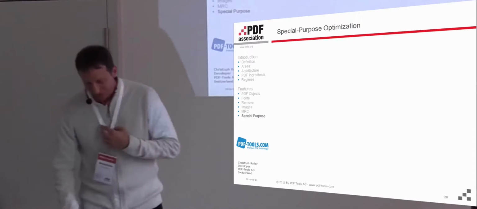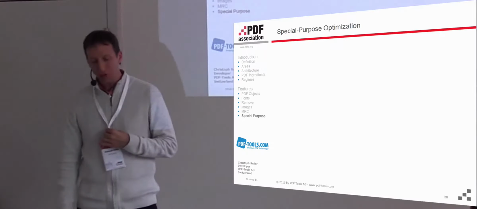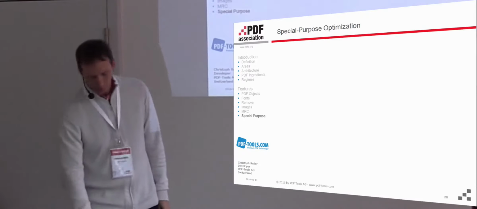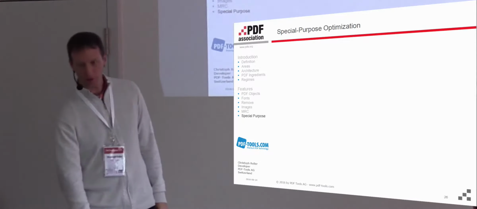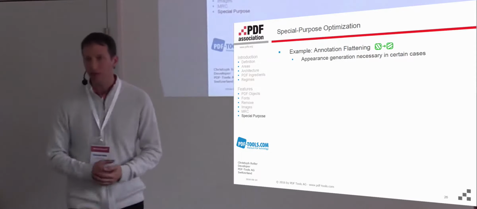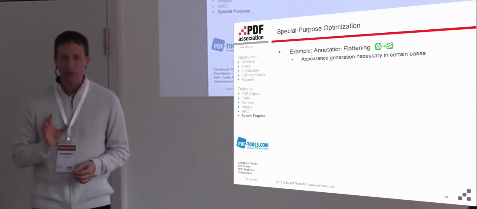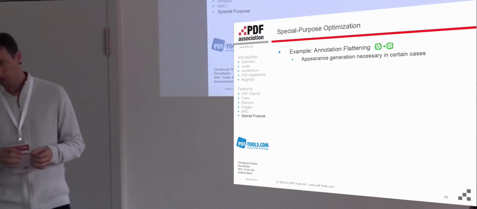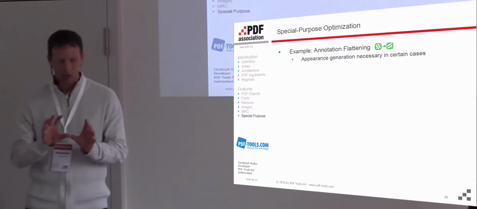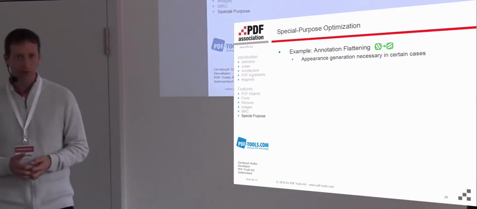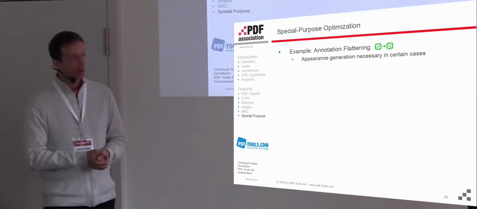I would like to show you two very special purpose optimization scenarios. One is maybe a rather common one, annotation flattening. And bear in mind that in PDF, annotations are both markup annotations and form fields. So both go into this.